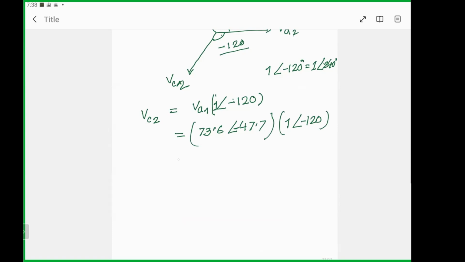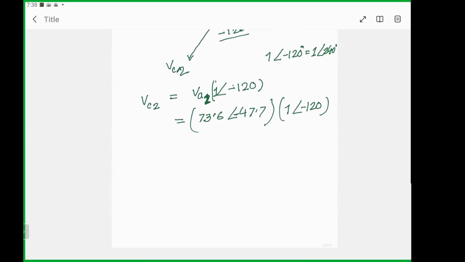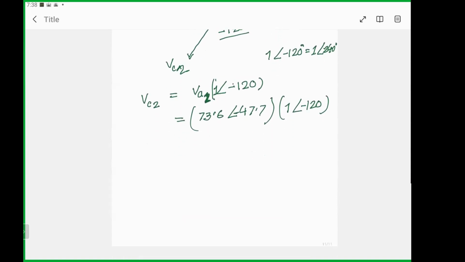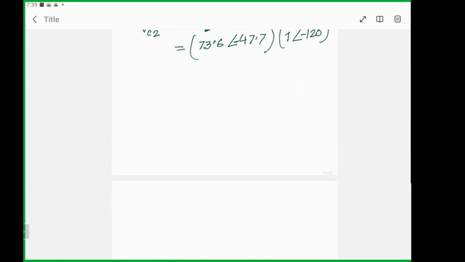Oh, so we are using VA2, not VA1. You wrote VA1. Oh, sorry, this is A2. Thank you. Yeah, so it's A2. So similar component: from the positive sequence, you cannot find out the negative sequence. Okay, so if you do this calculation, then you can find out this C2. Now you can do the other calculation. Let me give it, this is your task.